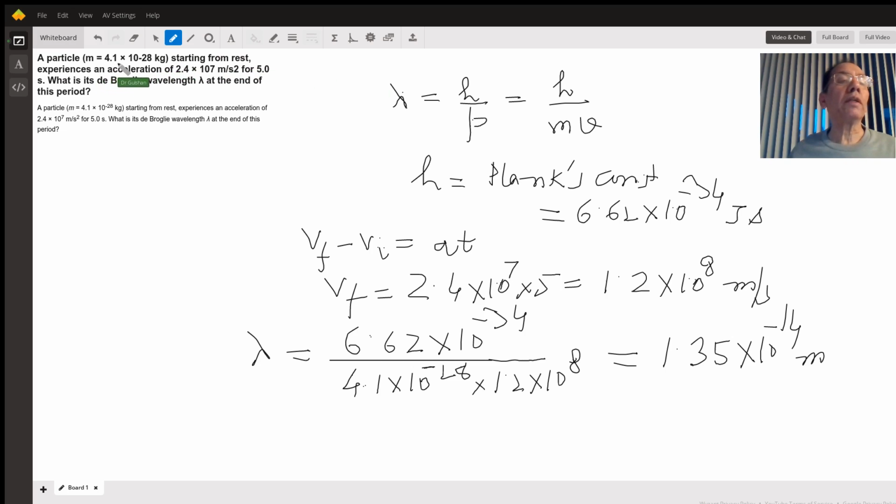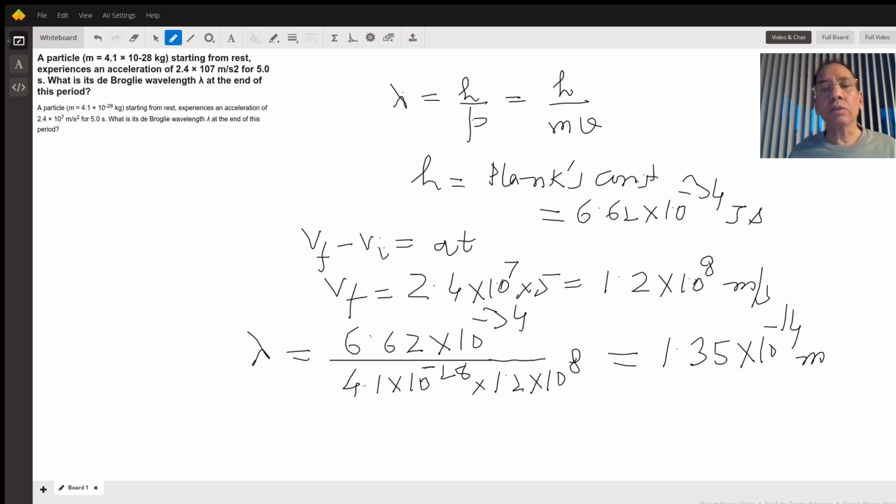It is 4.1 × 10^-28 kilograms, which is almost the mass of a proton. So subatomic particles like protons, neutrons, and electrons, if they are moving with significant velocity, then only they will have a detectable or significant wavelength. Now in this particular case, final velocity minus initial velocity is equal to acceleration times t, that is the time for which it is being accelerated.